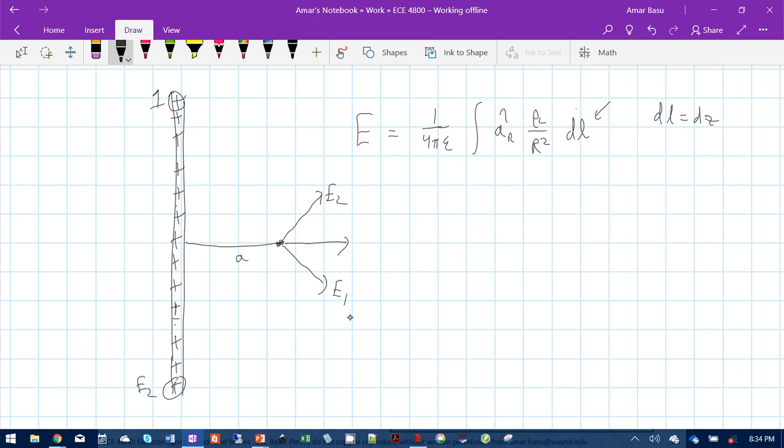So, based on that, what do you expect the electric field to look like at A? What's going to be the direction of the electric field? It's going to be just in the x direction. Question, would anyone like me to go over that again? Why the electric field is just going to be in the x direction?